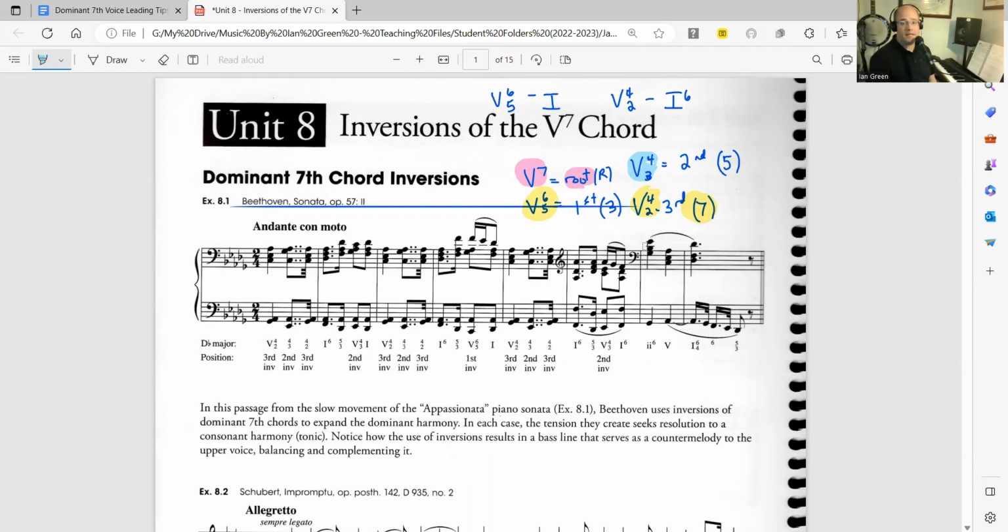So hopefully this outline here and the description within is helpful as we dig deeper into the inversions of the dominant seventh chord. This is part 1 of a series of videos on this topic.